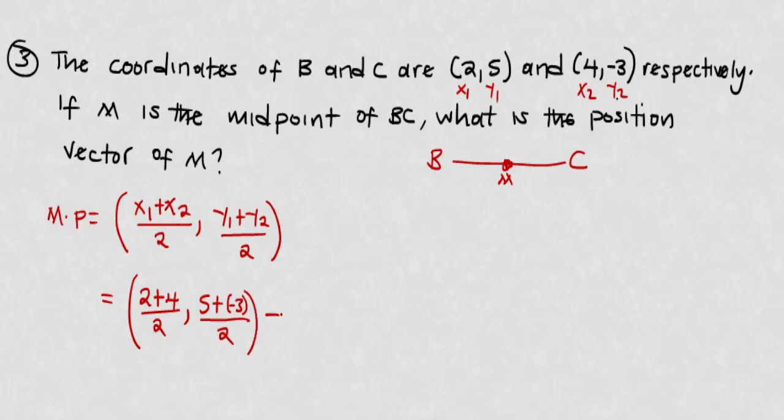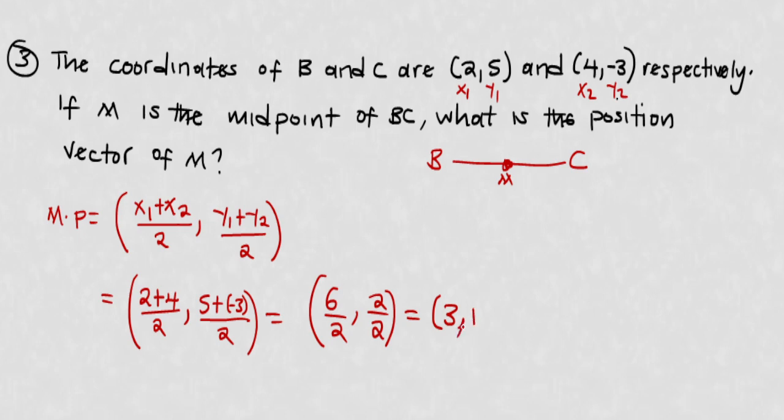This will be equal to 2 plus 4, which is 6, and we divide the 6 by 2. Then 5 plus -3, a positive times a negative is a negative, so 5 minus 3 is 2. That 2 we divide by 2. Finally, 6 divided by 2 is 3, and 2 divided by 2 is 1.